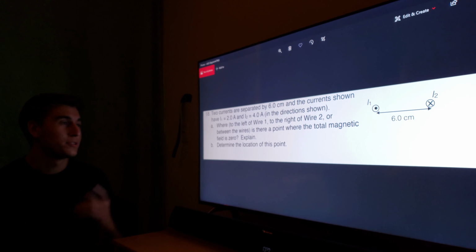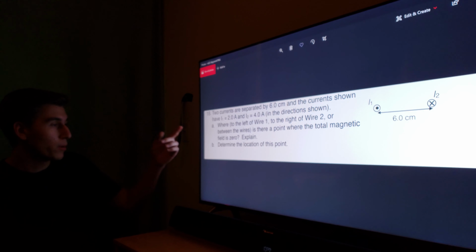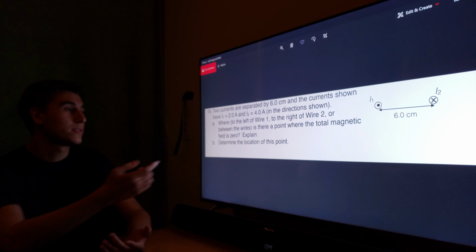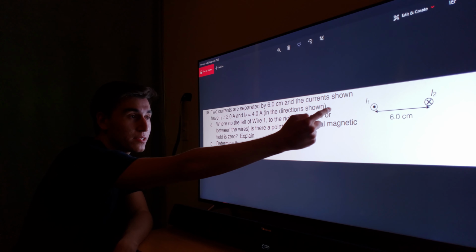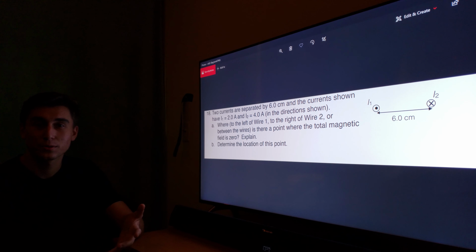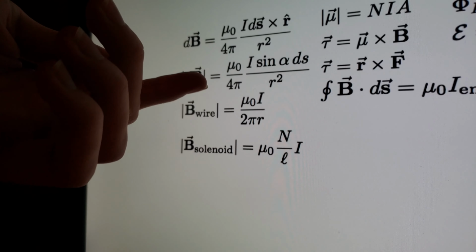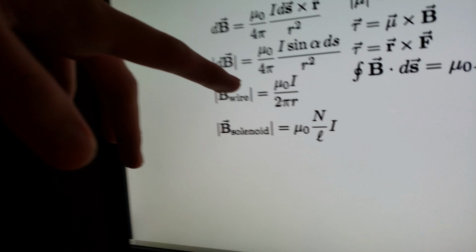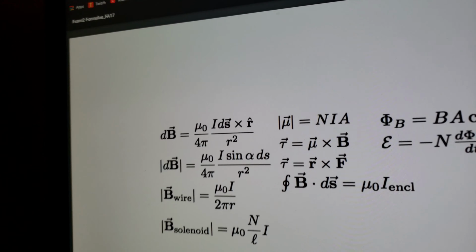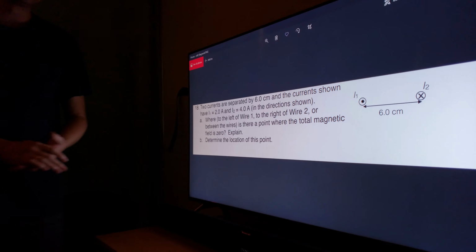So after we find the general location of the point where the total magnetic field is 0 in part A, we found it to be to the left of wire 1, so we just know that it's somewhere over here. And then, when we apply these concepts to an actual formula, we go over to this formula over here, which is the magnetic field of the wire is equal to mu naught times our current over 2 pi r. But we can actually just remove the mu naught and the 2 pi because they're constants. So we just have the magnetic field of the wire is equal to current over the distance.